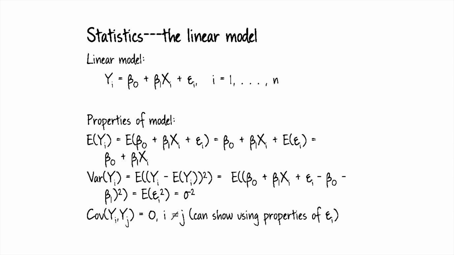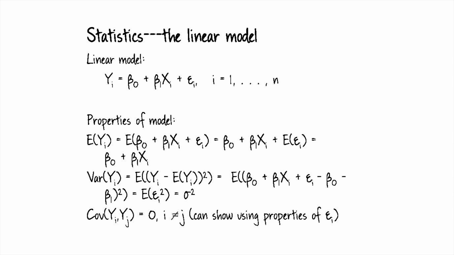And so if I'm assuming that the x's are non-stochastic, it makes my life a little bit easier because I take the expectation of beta naught plus beta 1 x sub i plus epsilon sub i, and the x's are non-stochastic, so they're just constants. They come outside the expectation, and it just makes the calculations easy. Okay, and so we get, in particular, that the expectation of y sub i is equal to beta naught plus beta 1 x sub i.